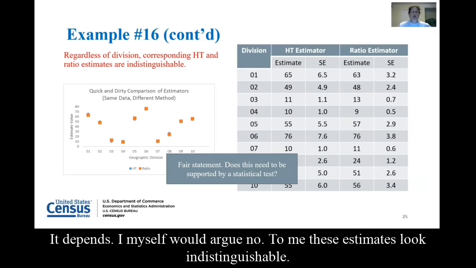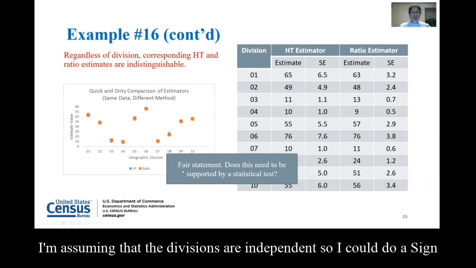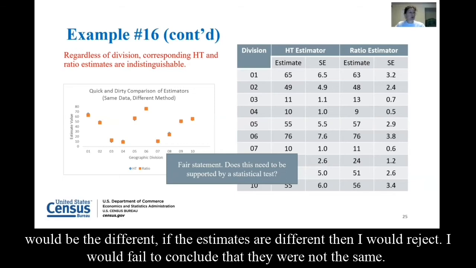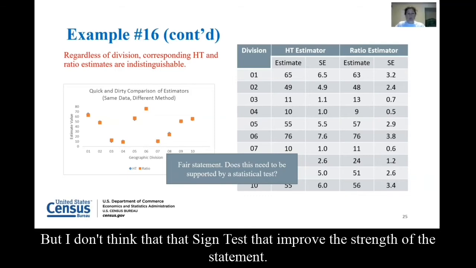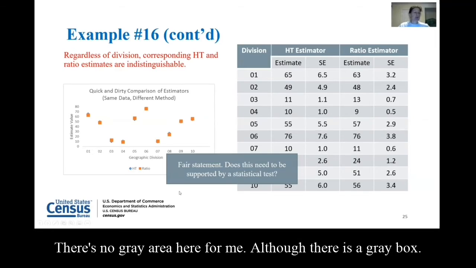It depends. I myself would argue no. To me, these estimates look indistinguishable. I'm assuming that the divisions are independent, so I could do a sign test. And if I did a sign test, where my null hypothesis would be that the estimates are not different, I would fail to reject. I would fail to conclude that they weren't the same. But I don't think that sign test would improve the strength of the statement. I think the statement is pretty true, and I don't need a test. There's no gray area here for me, although there is a gray box.